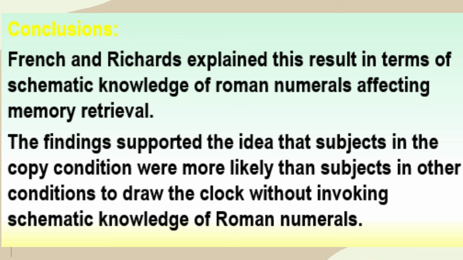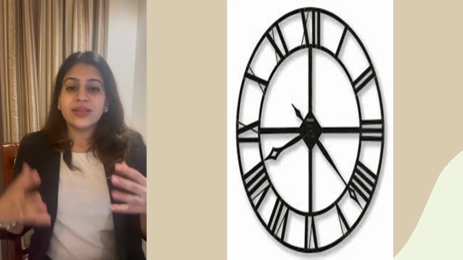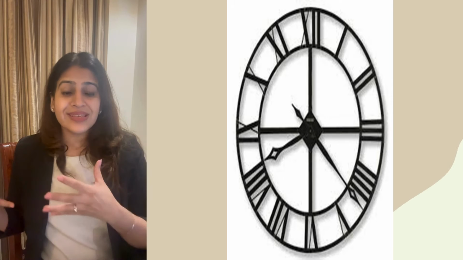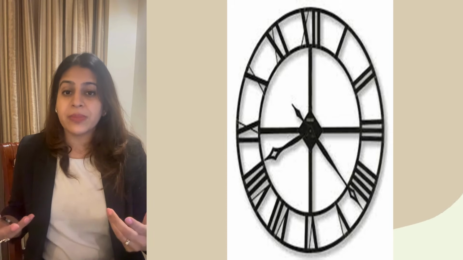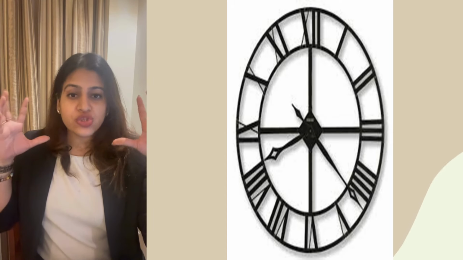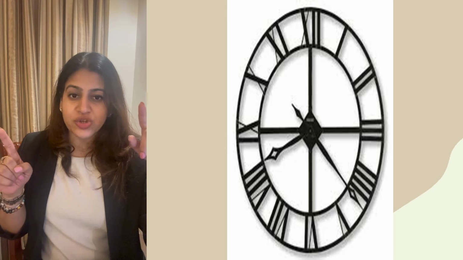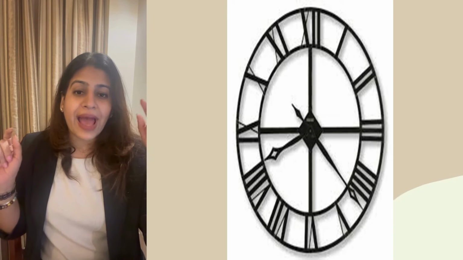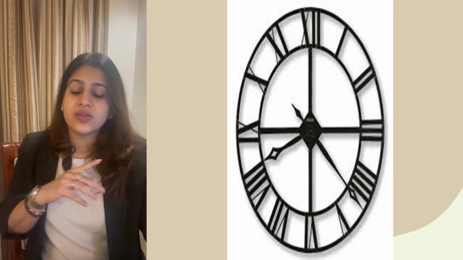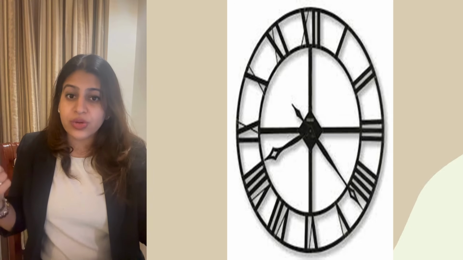The findings supported the idea that subjects in the copy condition were more likely than subjects in other conditions to draw the clock without invoking schematic knowledge of Roman numerals. So this again shows how schema influences our retrieval, our memory. We saw the clock. I showed you the picture of the clock. You all saw the clock, and the moment I snapped it to the other screen, you wanted to recall.